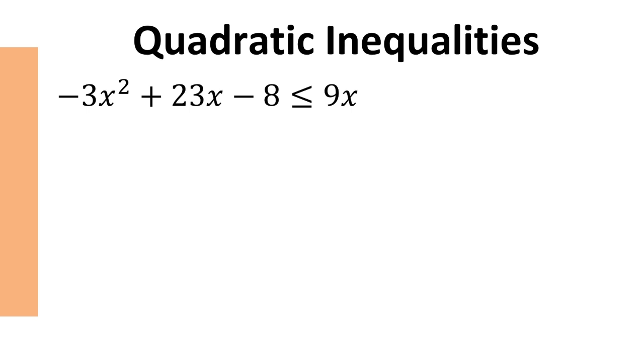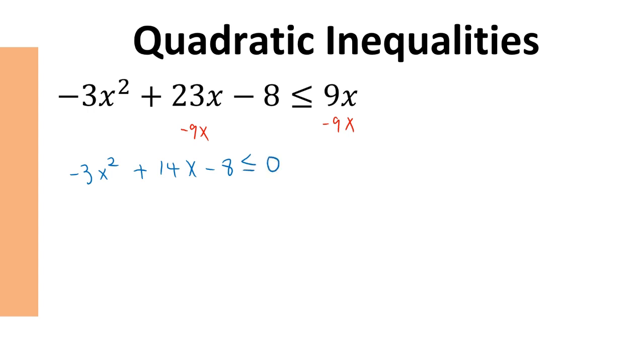To find the solutions for this quadratic inequality, we need to move the 9x to the other side first by subtracting 9x from both sides. So now my inequality will be negative 3x squared plus 14x minus 8 less than or equal to 0.